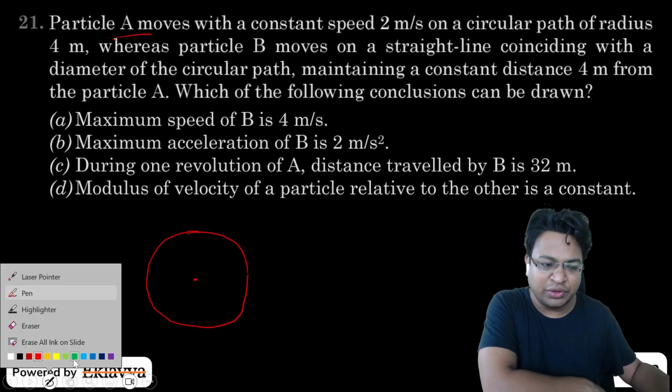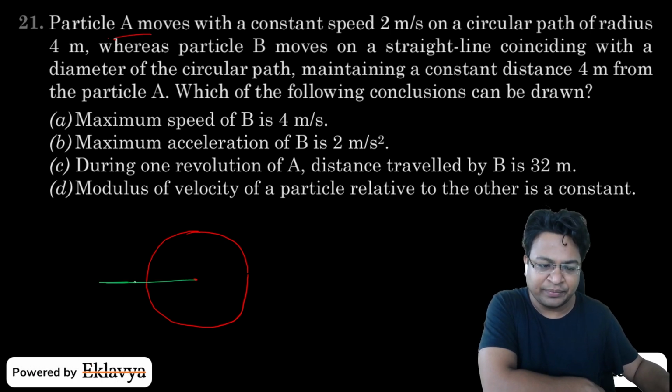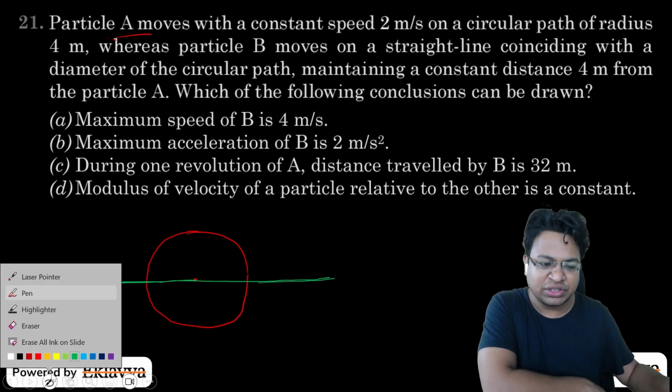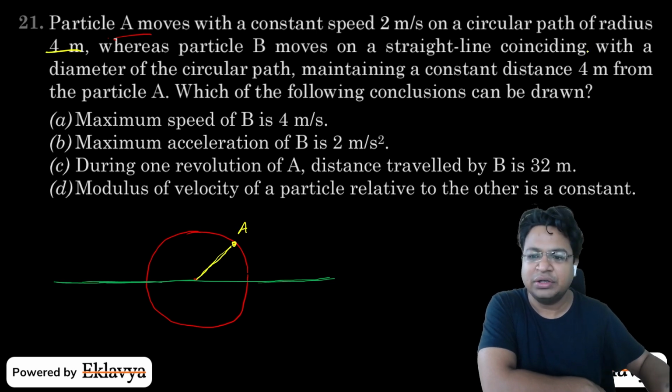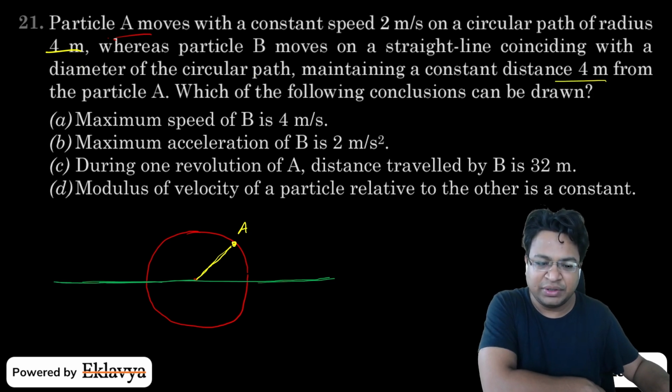So for that, you imagine a rod or a tunnel-like situation. You imagine a tunnel which coincides with one of the diameters of the circle. Okay, so the situation is somewhat like this. Like if the particle A is here at any moment, this is radius R, which is given to be 4 meter. Okay, and particle B stays at the same distance, that is 4 meter, that is equal to the radius of the circle. So particle B would be here somewhere.